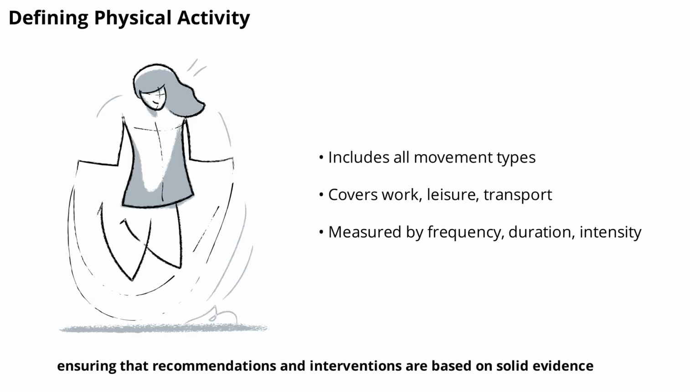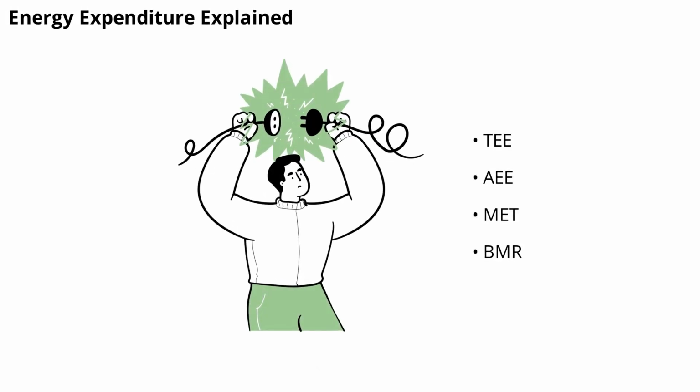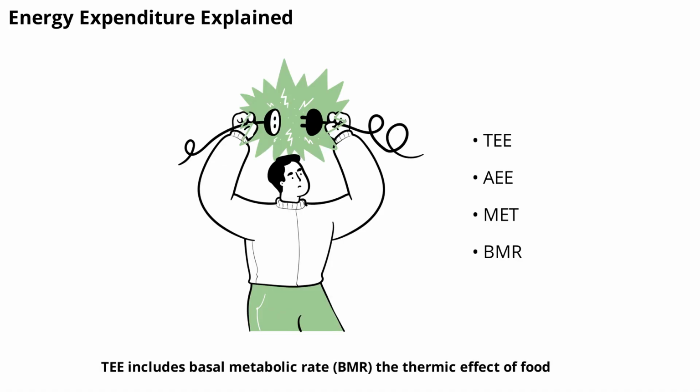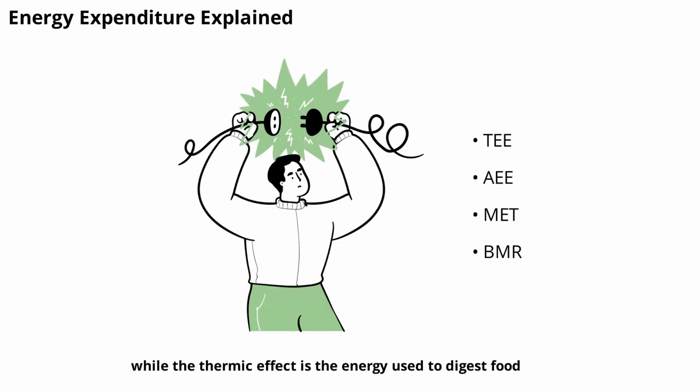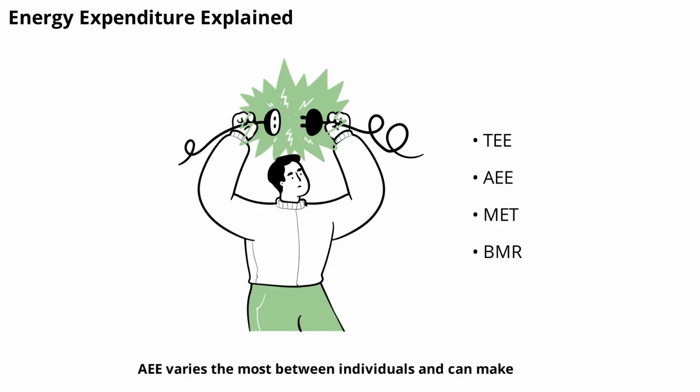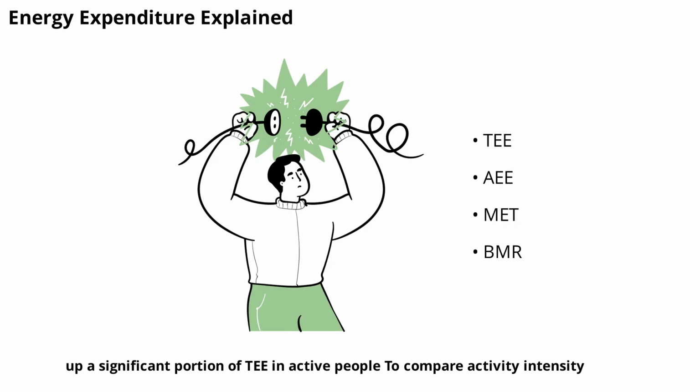Total energy expenditure, or TEE, is a key concept in physical activity assessment. TEE includes basal metabolic rate (BMR), the thermic effect of food, and activity energy expenditure (AEE). BMR is the energy used at complete rest, while the thermic effect is the energy used to digest food. AEE varies the most between individuals and can make up a significant portion of TEE in active people.